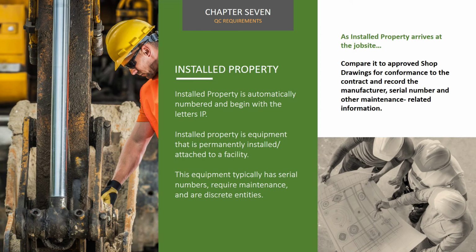Installed property is automatically numbered and will start with the letters IP. Installed property is equipment that is permanently installed or attached to a facility. Typically, this equipment has serial numbers, requires maintenance, and consists of discrete entities. As installed property arrives at the job site, compare it to approved shop drawings for conformance to the contract and record the manufacturer, serial number, and other maintenance-related information.